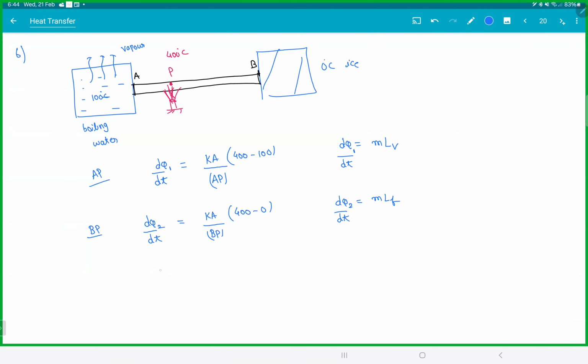Divide them. If you divide these two, you end up with M LV by M LF. KA will cancel. You end up with 300 by AP, 400 by BP. This side is 540 by 80. This is BP by AP, 3:4. 0, 0 will cancel. AP by BP. Did I goof up somewhere? No, I goofed up somewhere. This 540 was there.